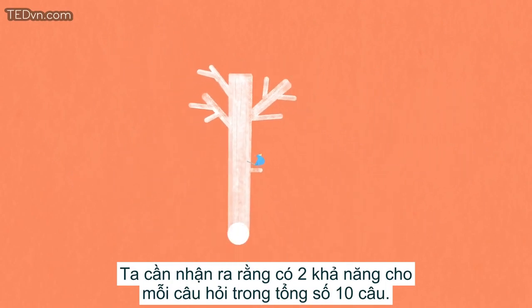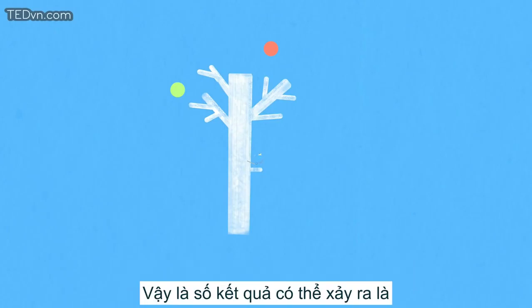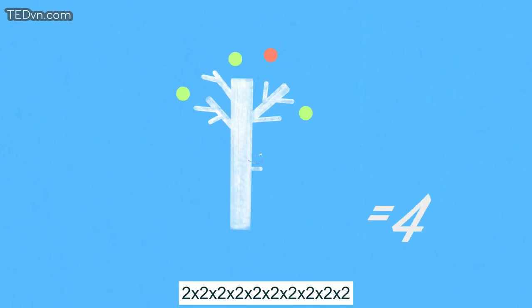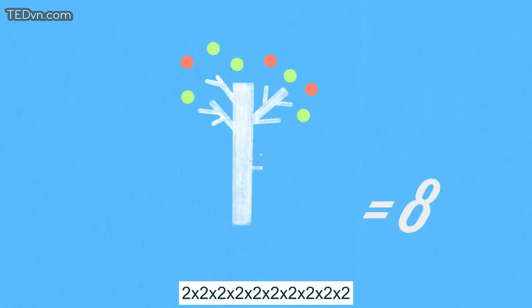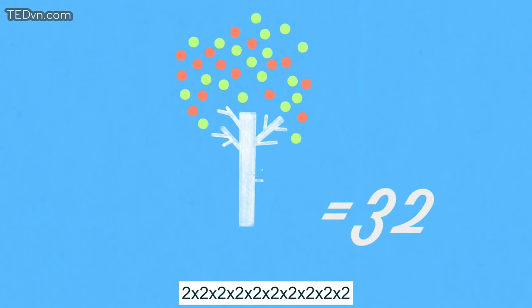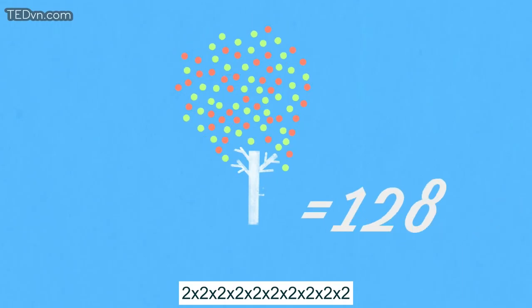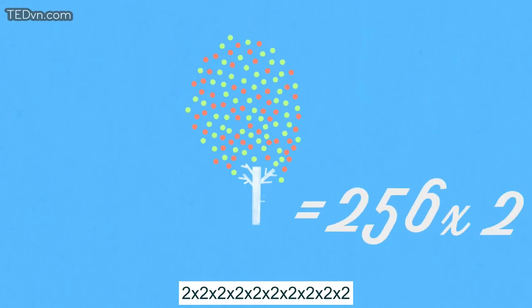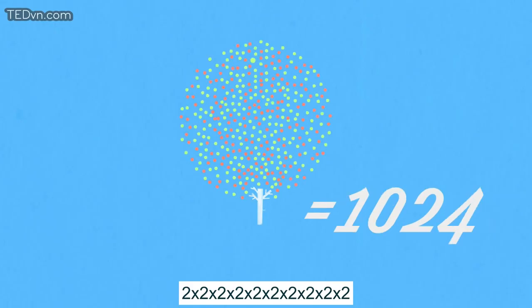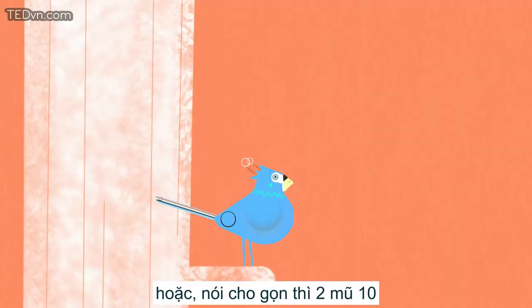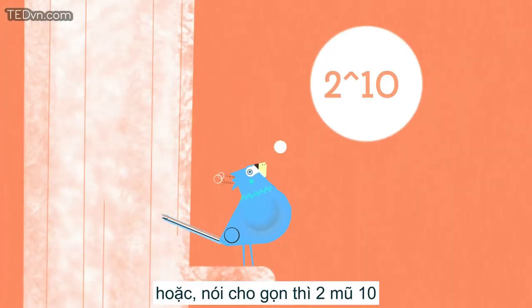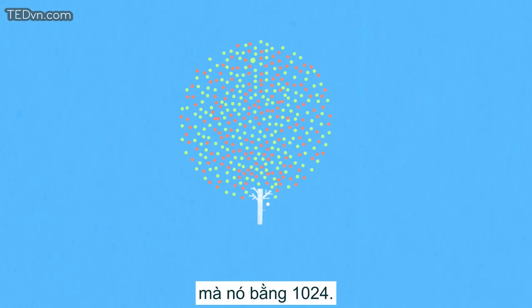We need to realize that there are 2 possible answers for each of the 10 questions. So the number of possible outcomes is 2 times 2 times 2 times 2 times 2 times 2 times 2 times 2 times 2 times 2. Or a shorter way to say that is 2 to the 10th power, which is equal to 1024.